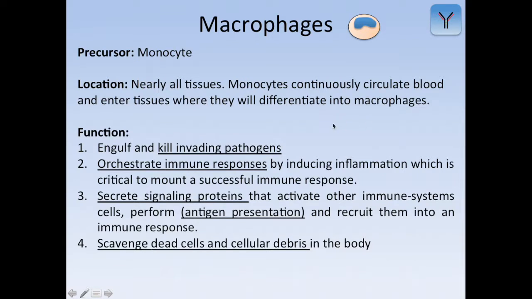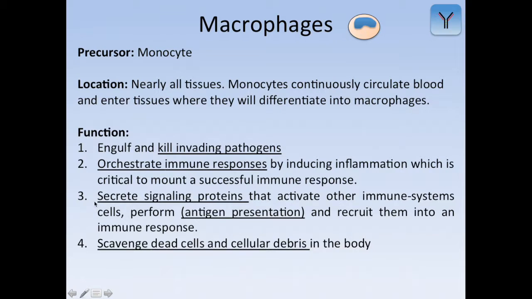Okay, and their function in particular is they need to engulf, or we could say phagocytize, and kill invading pathogens. Like I showed you earlier with the neutrophil, they actually phagocytize the bacterium and digest it. They also orchestrate immune responses by inducing inflammation. This is critical for mounting a successful immune response because you want to make sure to recruit other cell lines, other lymphocytes to the area.